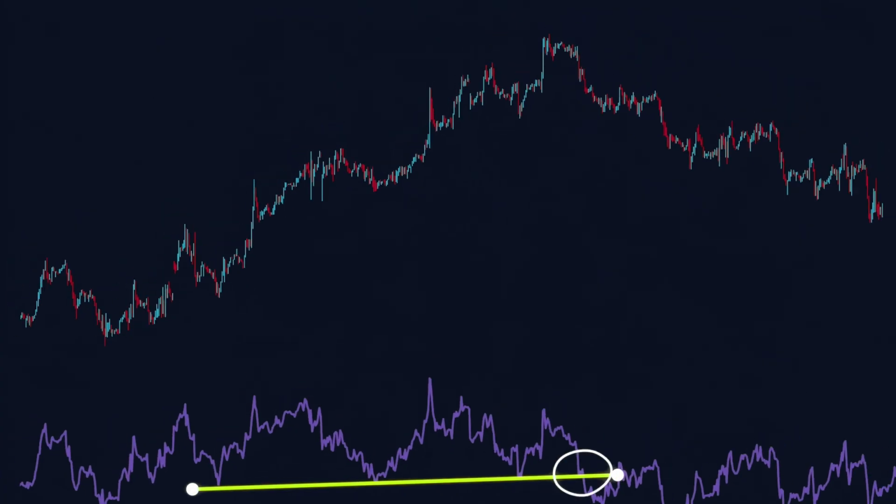Remember this simple rule. The RSI tells you momentum. The chart tells you direction. Use both together and never let one indicator make the decision for you.